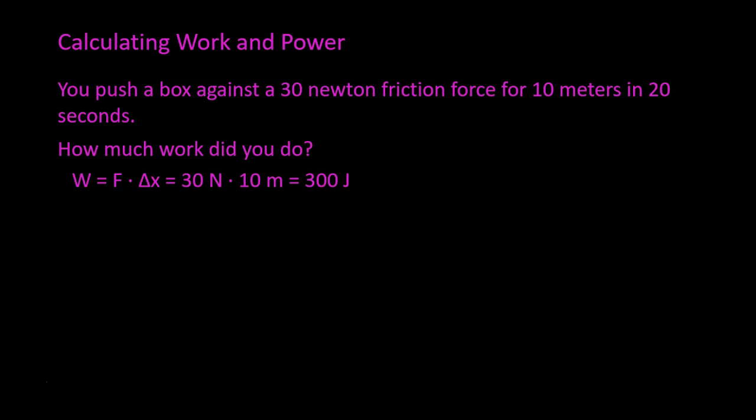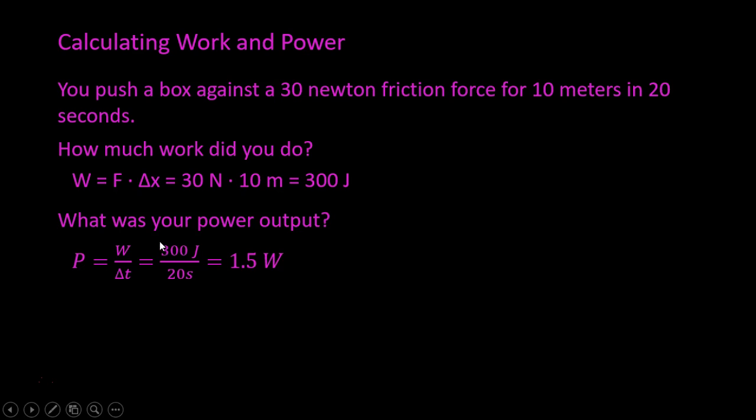Well, we're going to go ahead and use our work equation, and since we were given the force and the displacement, we're just going to use this version of work, and it's 30 newtons times 10 meters is equal to 300 joules of work that you did. What was your power output during this time? Well, we know the work from this first calculation, and we have the time in the problem. And so we're going to use this version of the power equation, which is the amount of work divided by the elapsed time, and it gives us 1.5 watts.